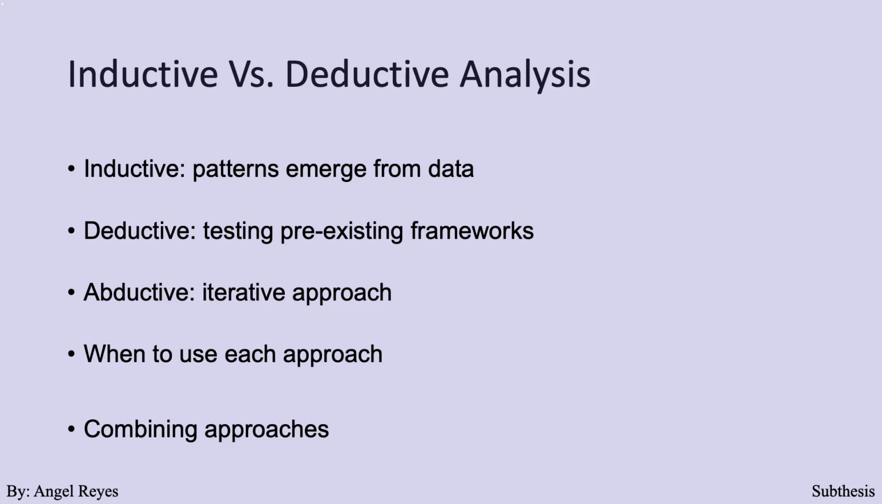Qualitative analysis employs different logical approaches depending on research goals. Inductive analysis allows patterns and themes to emerge from the data without imposing preconceived categories, ideal for exploring new phenomena or privileging participant perspectives. Deductive analysis applies pre-existing frameworks, theories, or coding schemes to the data, useful when testing theories or using established conceptual models. Abductive analysis combines both approaches iteratively, moving between data-driven observations and theoretical concepts to develop explanations.